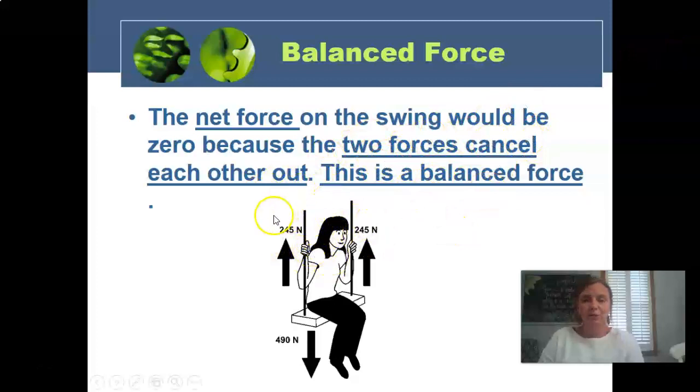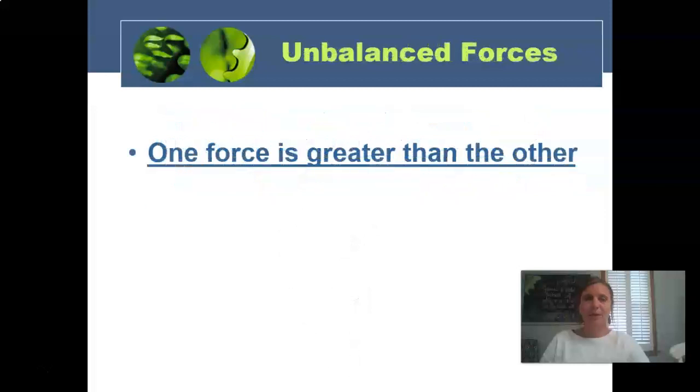So if we look at the girl on the swing, we have 245 newtons here, and 245 newtons here. If we add those both together, we get 490, and that's what's also pushing down on her. So she's balanced in the swing. Each string is holding a portion of her weight, and gravity is also pushing down, and it's balanced. So the swing's not broken and she's not falling off or anything.